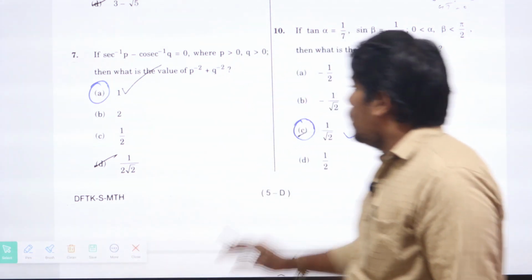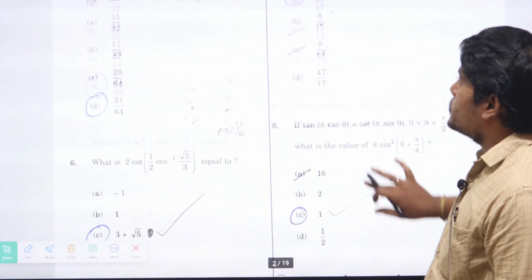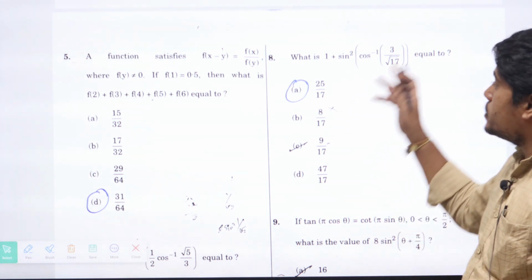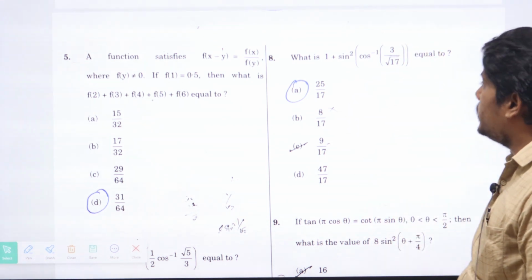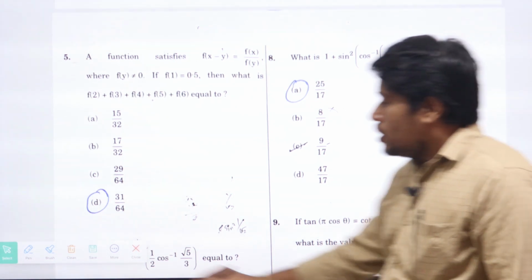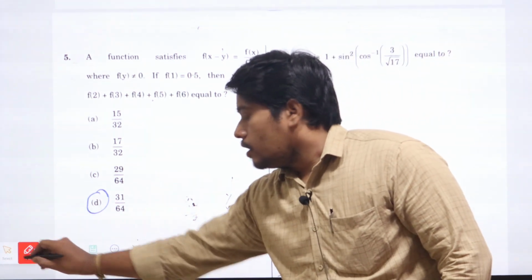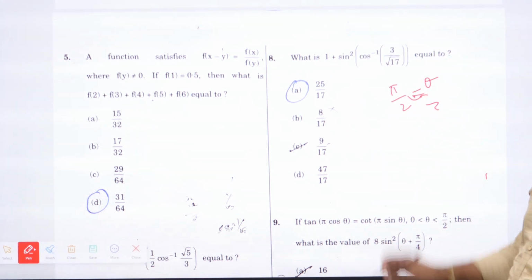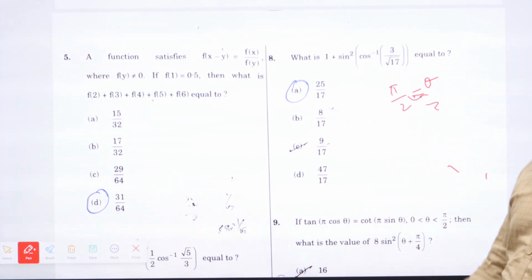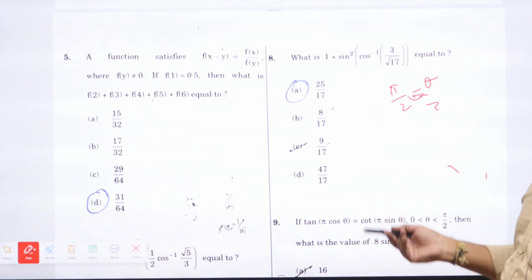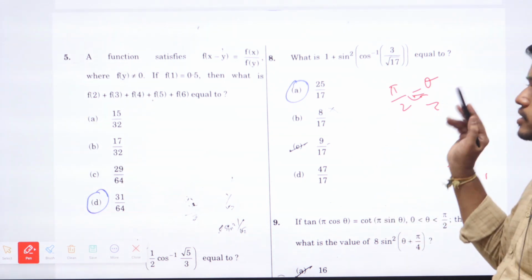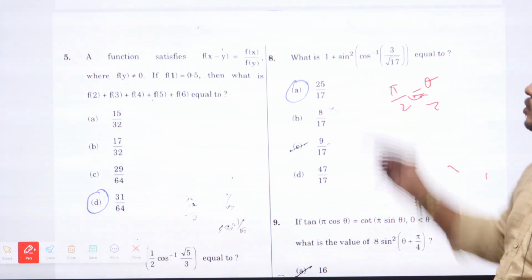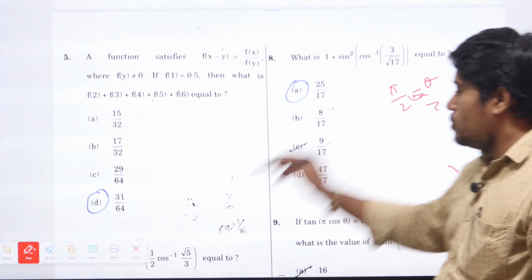Understand? Okay. Next, question number 8. What is 1 plus sine square of cos inverse root 3 divided by root 17? So again, we use the other angle form, pi by 2 minus theta. So cos inverse changes into sine. Finally, 1 plus sine square of sine inverse. So sine inverse and sine get cancelled. So the remaining value is 25 divided by 17, the square of the number. Option B will be the right answer.